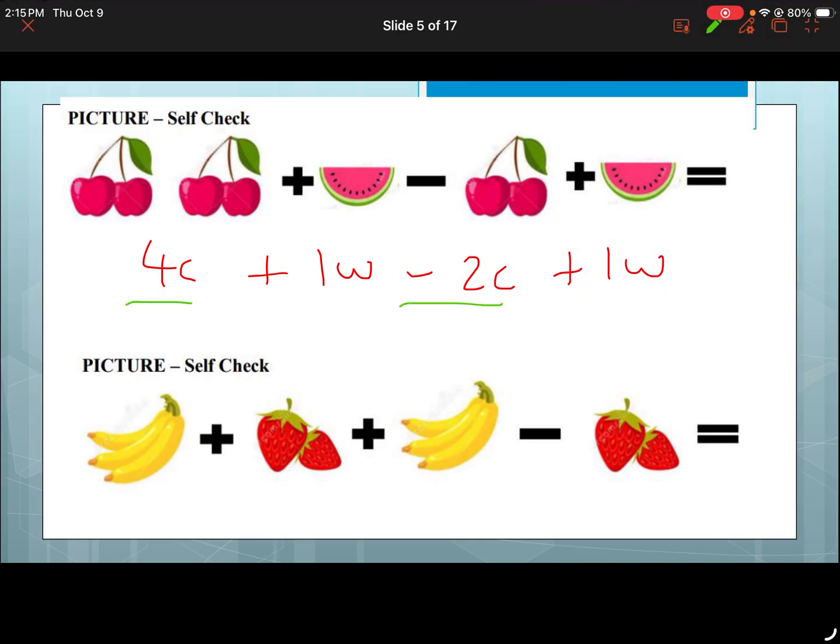that 4 cherries take away 2 cherries is 2 cherries. And then 1 watermelon plus 1 watermelon is 2 watermelons. And the reason it's got a plus sign between there is because I said, get me 2 watermelons, right? Give me plus 2 watermelons. So 2 cherries, 2 watermelons, it's got a plus sign there because it's a positive watermelons.